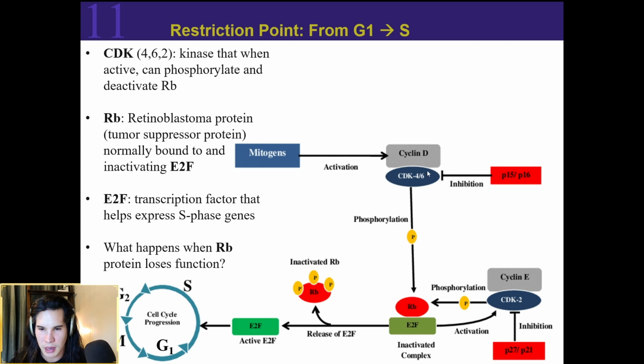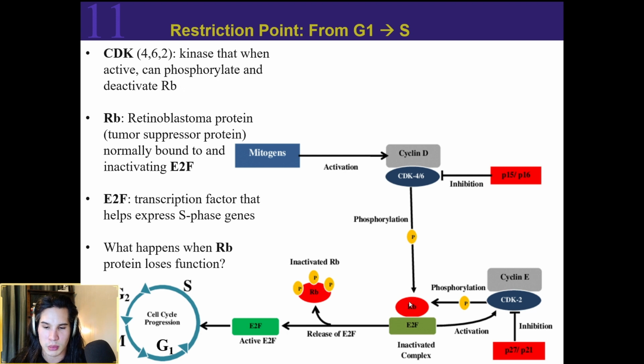So let's take a step back here. Here are your CDKs. These are things that phosphorylate stuff. When bound to their cyclin counterpart, they're active. And here's another CDK down here. When these are active, they have a propensity to phosphorylate things. In this case, they phosphorylate retinoblastoma protein. If you look here, this is the red guy here.